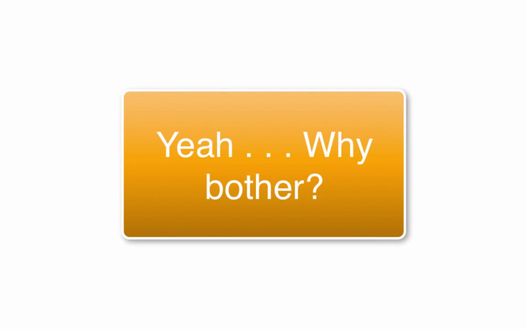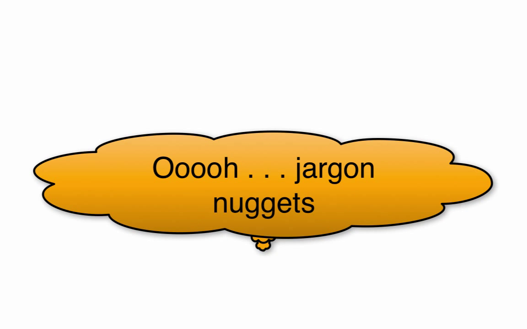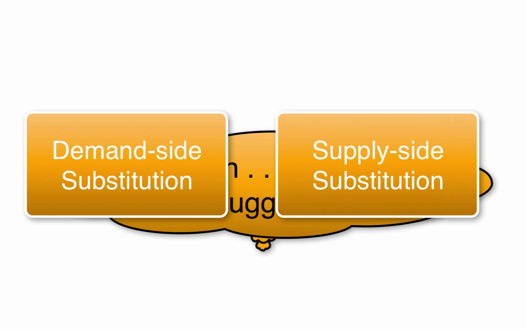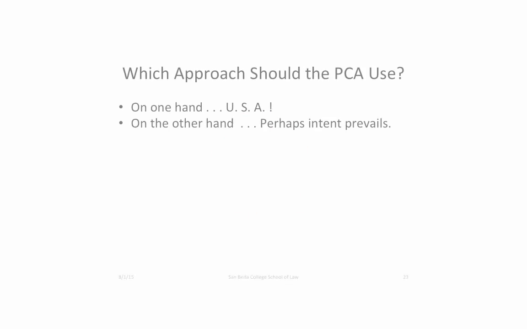Because of the lack of certainty here, I almost decided to skip this discussion altogether. But it's an important part of process, which attorneys pay close attention to. And it gives us two more jargon nuggets, demand-side substitution and supply-side substitution, both of which sound quite impressive. But the question remains, which model should the PCC adopt?